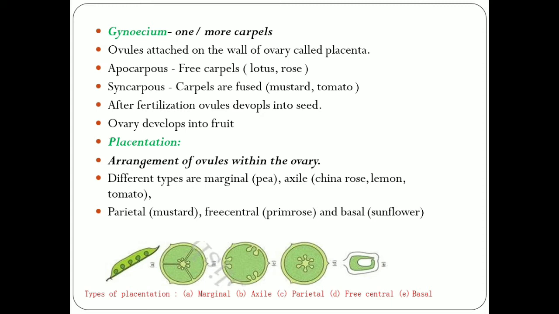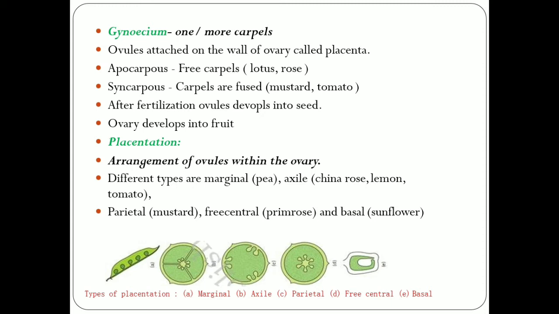When the placenta is axial and the ovules are attached to it in a multilocular ovary, the placentation is said to be axial, as in China rose, tomato and lemon. In parietal placentation, the ovules develop on the inner wall of the ovary or on the peripheral part. The ovary is 1-chambered but it becomes 2-chambered due to the formation of the false septum, for example, mustard and argemone.